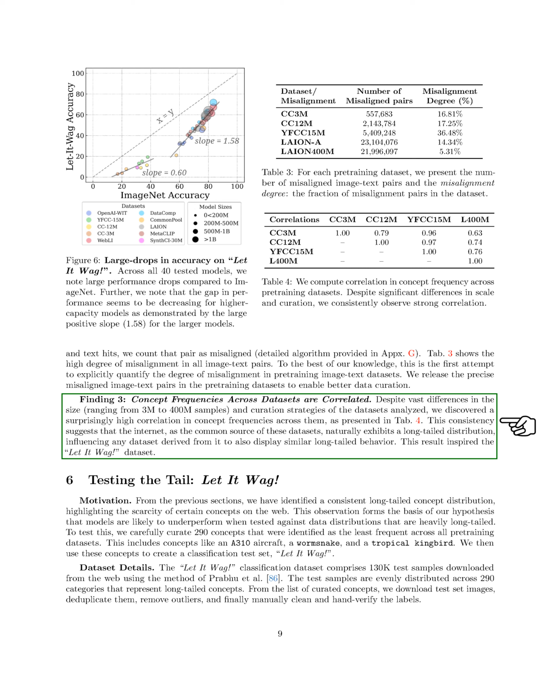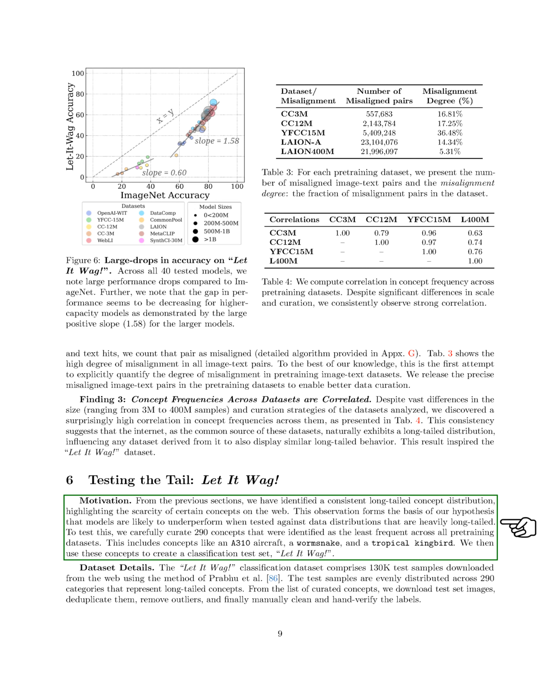Section: Testing the tail. Let It Wag. In this section, we identified a consistent long-tailed concept distribution, which shows that certain concepts are rare on the web. This led us to hypothesize that models may not perform well when tested on heavily long-tailed data distributions. To test this, we selected 290 concepts that were the least frequent across all pre-training datasets, such as an A310 aircraft, a worm snake, and a tropical kingbird, to create a classification test set called Let It Wag.